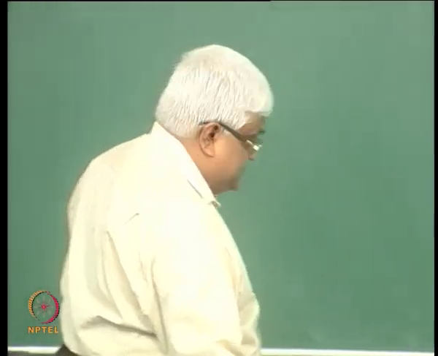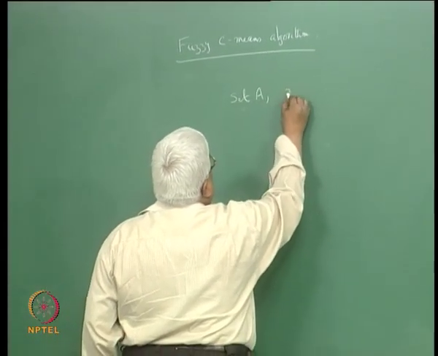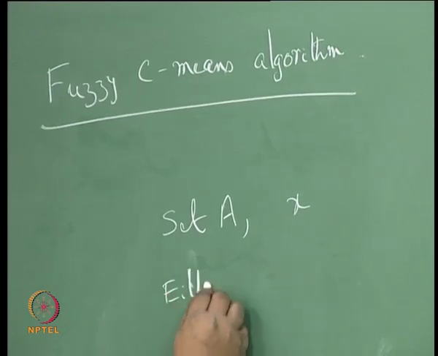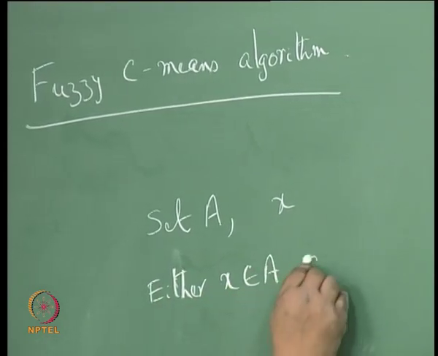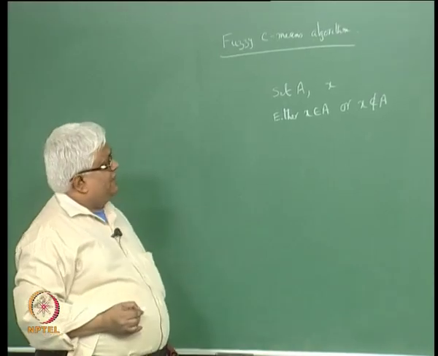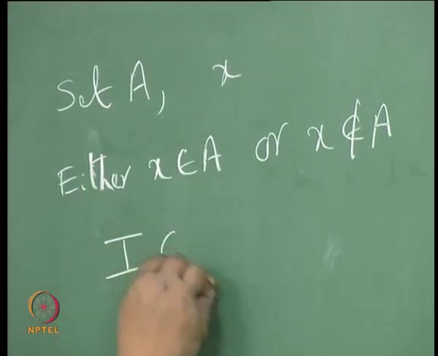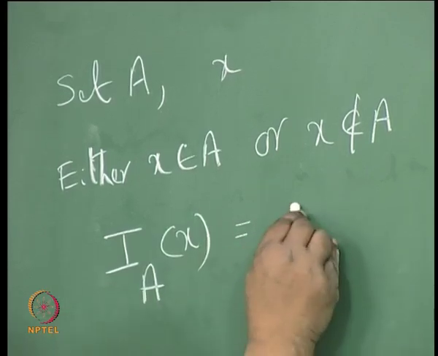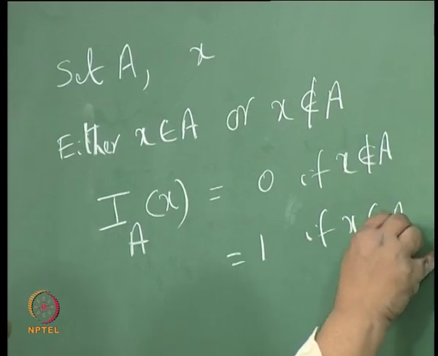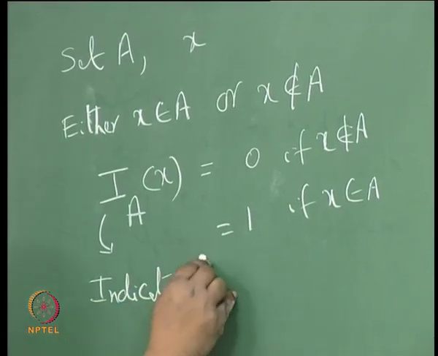Note that in ordinary sets, if you have a set A and if you have a point x, we know that either x belongs to A or x does not belong to A. Only one of them is true. Another way of saying it is, you have an indicator function of the set A, where I_A(x) is equal to 0 if x does not belong to A and 1 if x belongs to A. I is said to be the indicator function of the set.